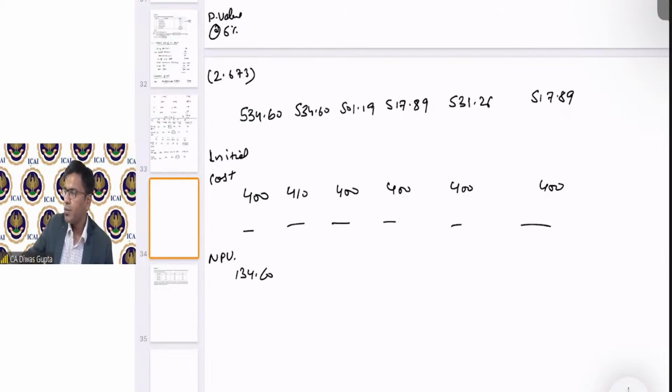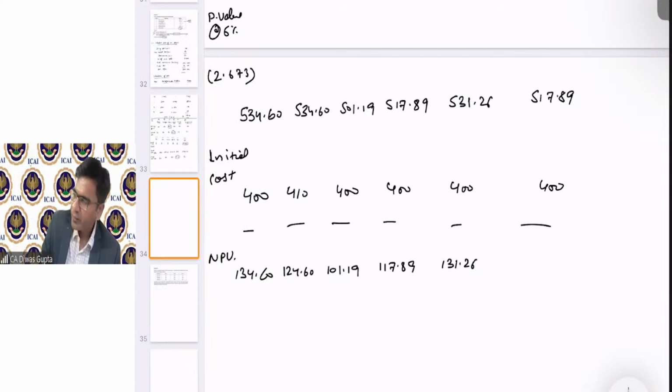Okay, so here it will be the second case, it will be 124.60. Third case will be 101.19. Fourth case will be 117.89. Then 131.26, 117.89. Right? Now we have to calculate the percentage change in NPV.